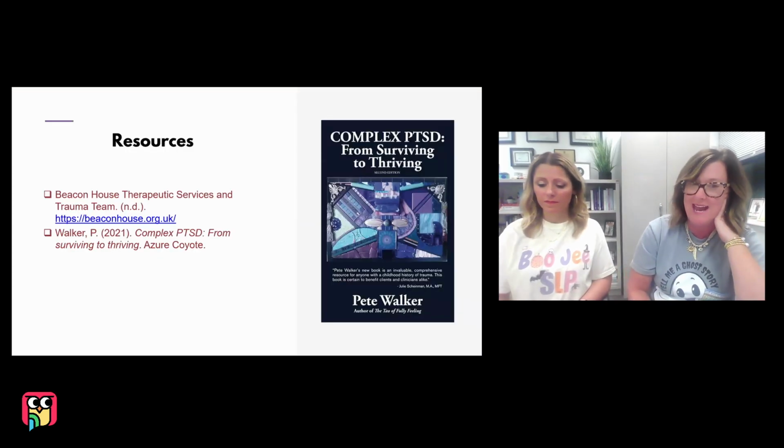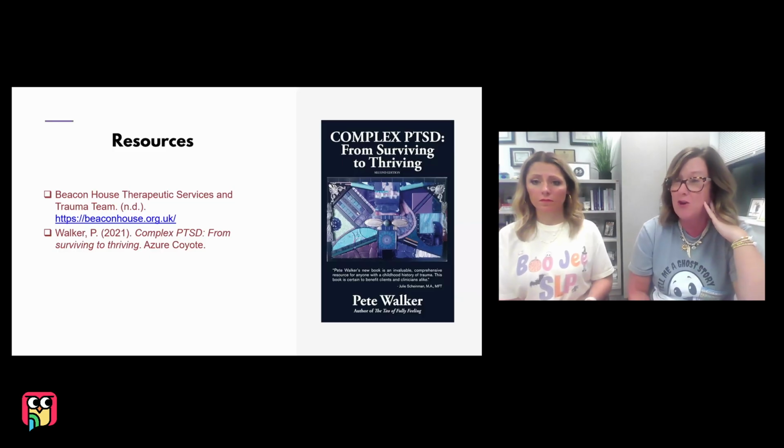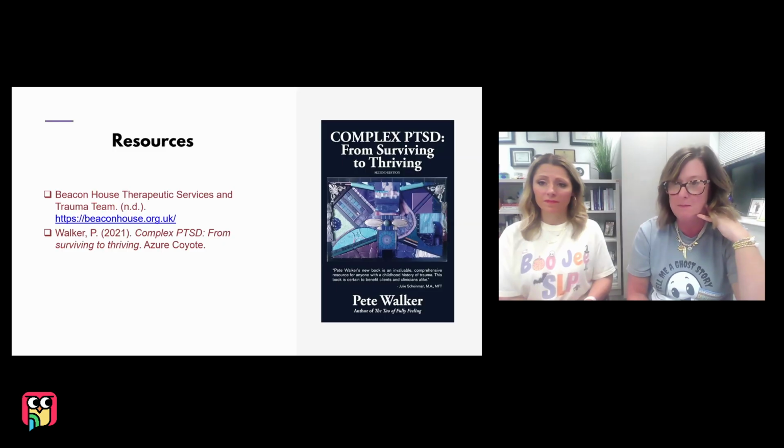Two of the best resources I have. One is Beacon House Therapeutic Services. You can find it at beaconhouse.org. This is how it all started for me, finding Beacon House and all of their amazing resources online. Also Babyfold in your area. If you are in Illinois, we have Babyfold. I just had an IEP meeting yesterday, and a Babyfold representative attended that meeting as well.